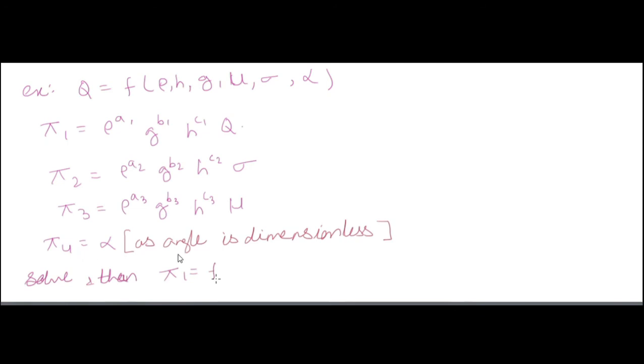Now alpha is a dimensionless term, so it is given one individual pi value, because pi is also dimensionless and alpha is also dimensionless. You have to give one value to alpha also. So alpha is equal to pi 4, given one individual pi value. Now we have model and prototype.